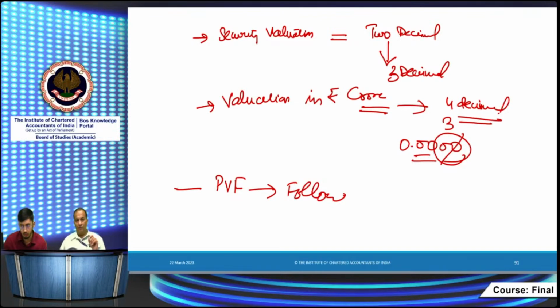But for the value of debentures, etc., I think it will be better if you follow 2 decimal points. But you won't lose marks on that account, because ultimately the impact will be rounded off. Okay, students, because for calculation of duration, normally we follow the decimal points.